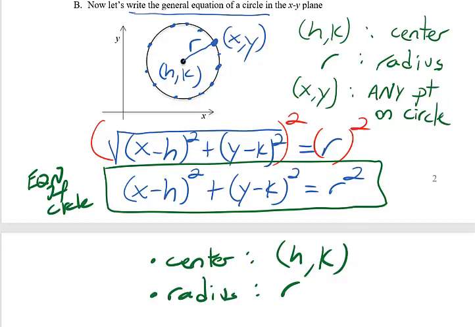In any case, this is the equation that you need to memorize in order to deal with the circle problems in this lesson. In our next and final video, we'll work some examples where we use this equation.